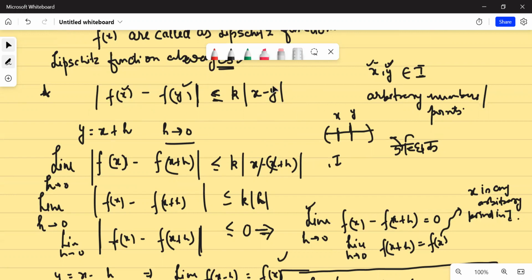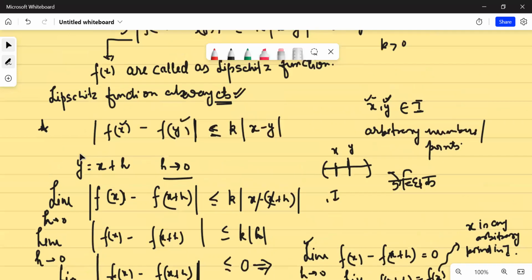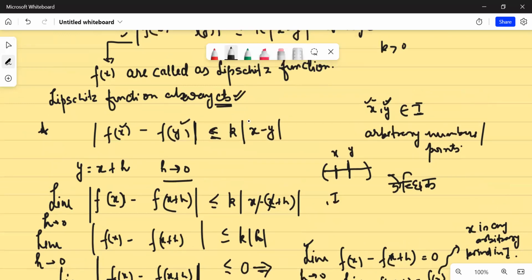You have to remember that this is true for all x. If this is the case, then the function f(x) is continuous for all x. Is that clear? If you get a question with this kind of pattern, then don't worry.